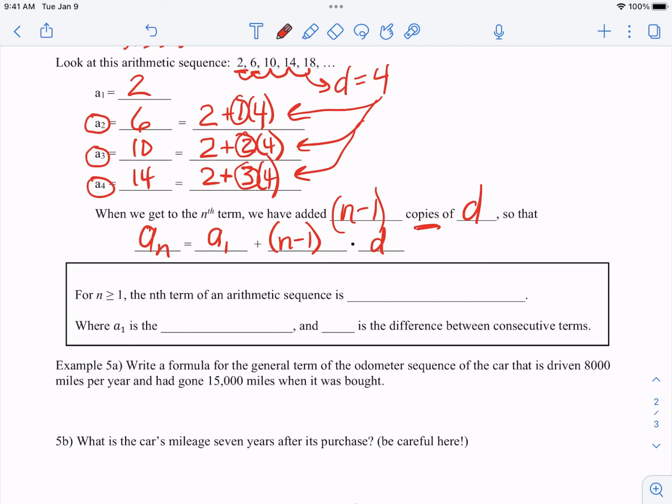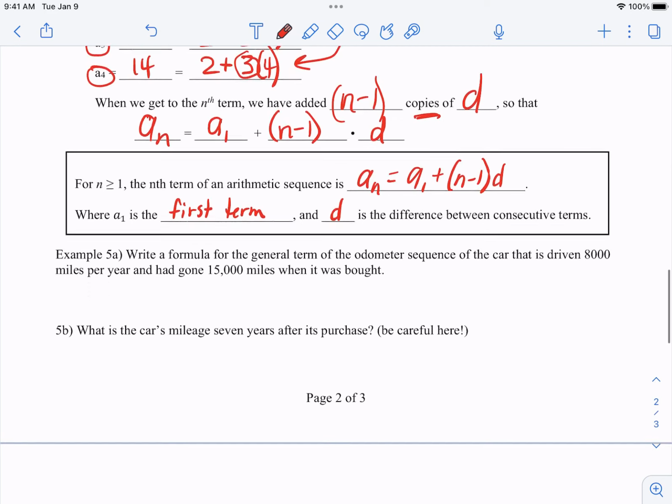So just summarizing again, to find the nth term of an arithmetic sequence, the formula is the first term plus n-1 times whatever the common difference is. And A1, of course, is the first term. You always have to know that. You have to know where you're starting. And then D is the common difference between consecutive terms.